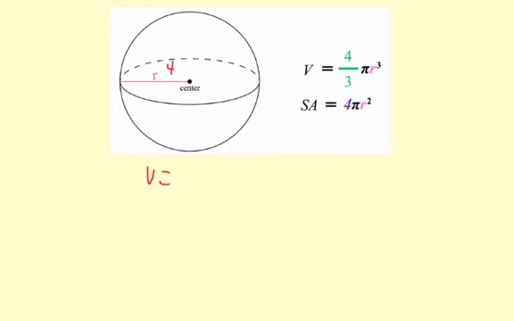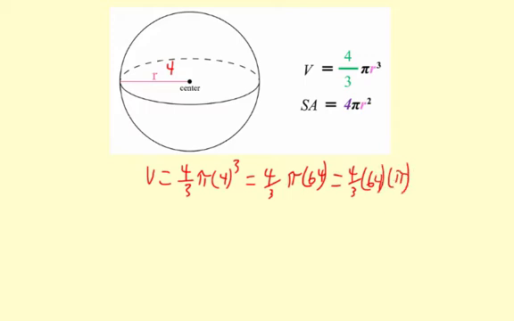What you would do is you would use this 4/3 pi, and then the radius is 4, to the third power. So that equals 4/3 pi, and 4 to the third power is 64. And that equals 4/3 times 64 times pi. And 4 times 64 is 256, and then divided by 3, so it would be equal to 256 thirds pi.